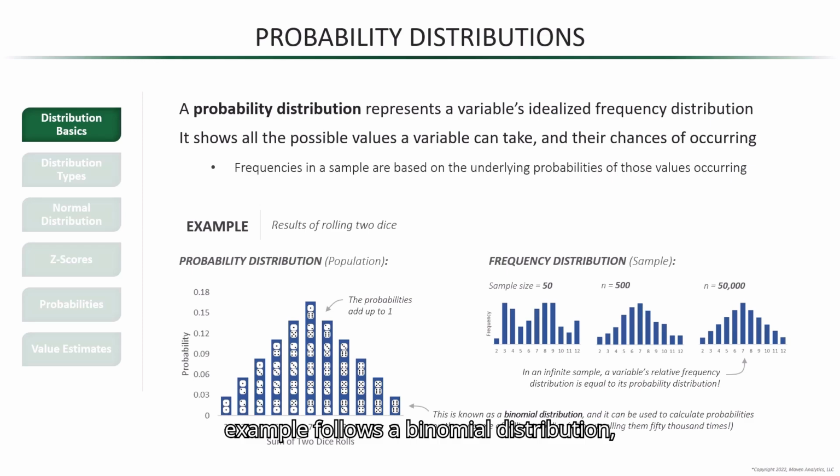This example follows a binomial distribution, and it can be used to calculate the probabilities on the outcome of rolling 2 dice without actually needing to roll them 50,000 times. So that's what we'll be attempting to do in this section.